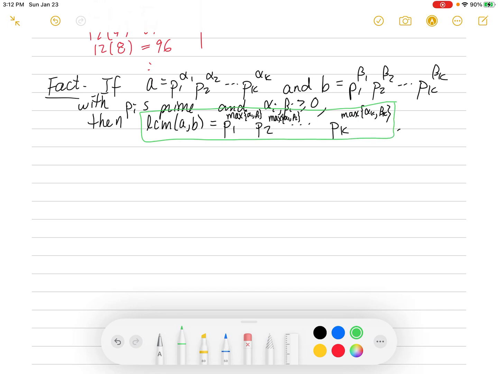So it should remind you of our technique for finding the GCD. In those cases, finding the GCD of a and b, we look at the minimum for the powers. Minimum of alpha 1, beta 1, minimum. So here we're doing the max for the LCM. So let's do some exercises.